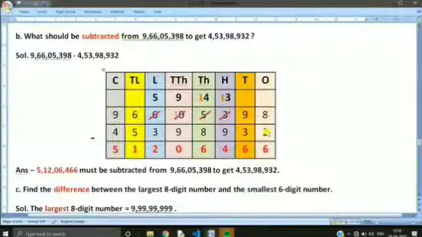8 minus 2. When we subtract 2 from it, it becomes 6. So here we have written 6. Moving to the tens column, 9 minus 3. Again, from 9 when we subtract 3, it will be 6.